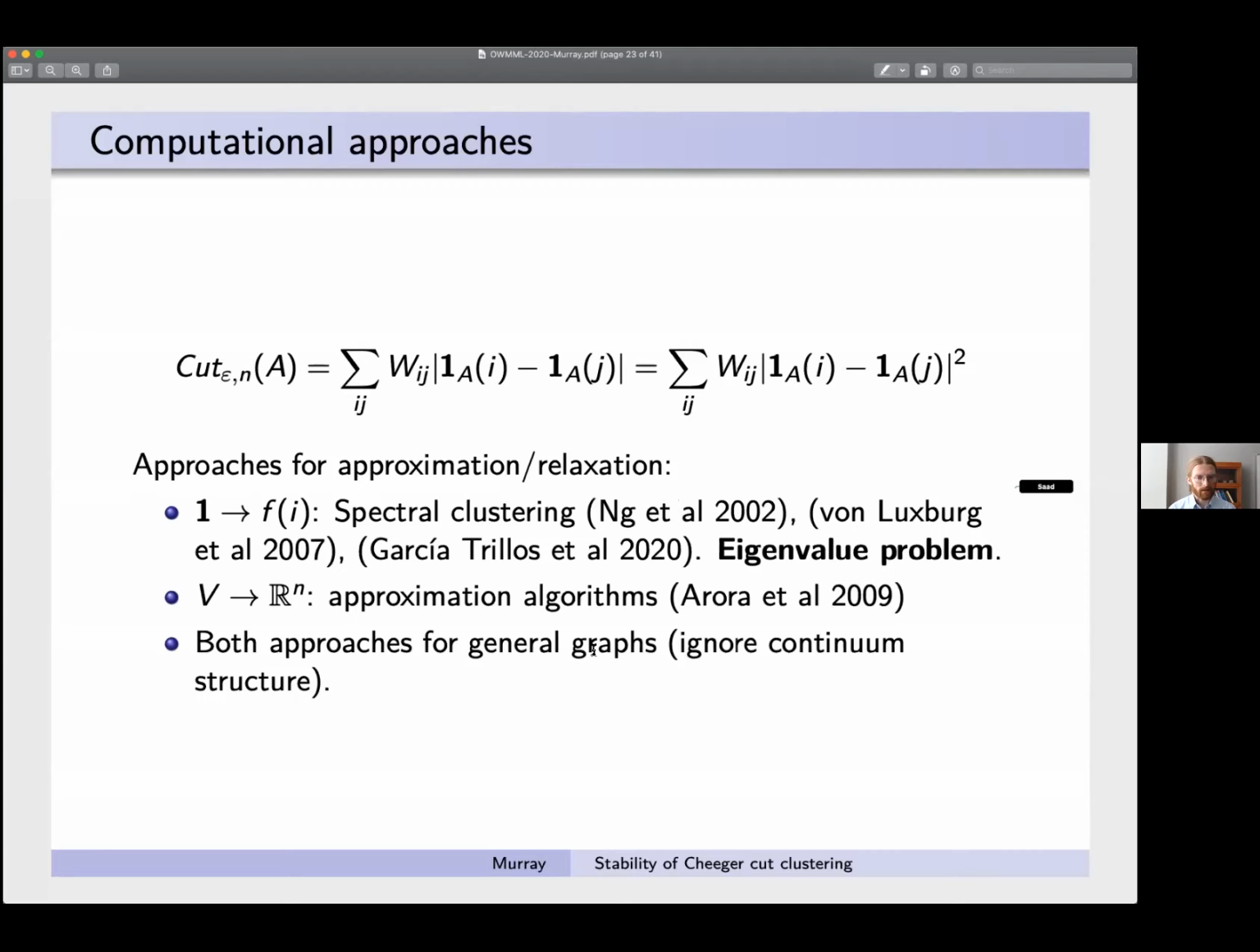I might have written something wrong here. I have to think about this. Maybe there should be an A complement. But either way, you can write it in a form that looks like this.